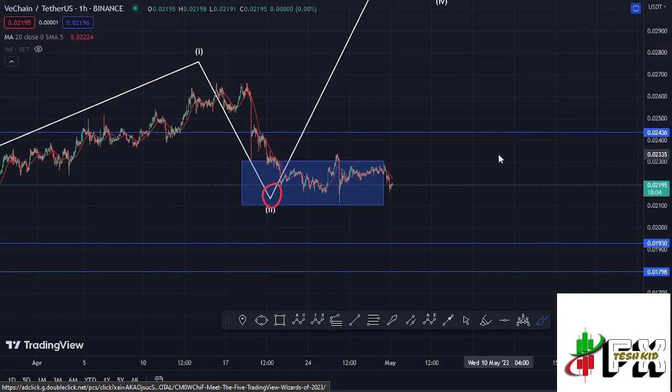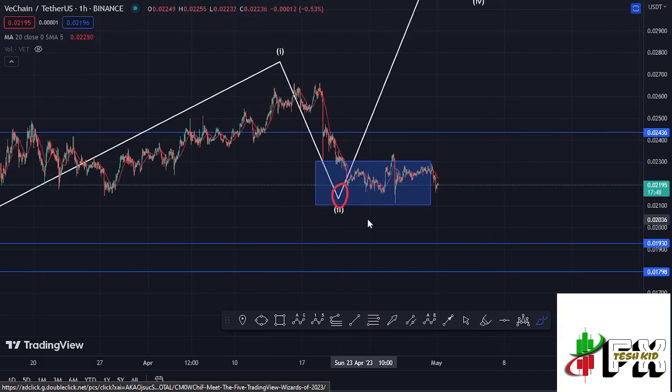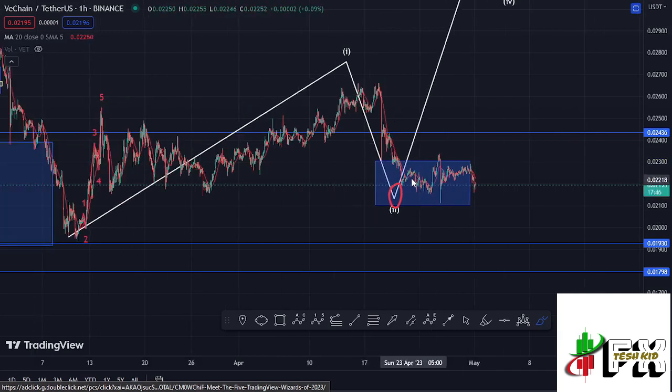Welcome back to TechKidFX for another Vechain price prediction update, which at the time of this recording is holding below the 20-day MA here on the 1-hour chart, which is now acting as resistance. We have also continued to hold within the minimum retracement areas in the formation of this wave 2, highlighted here on the charts using this blue target area.